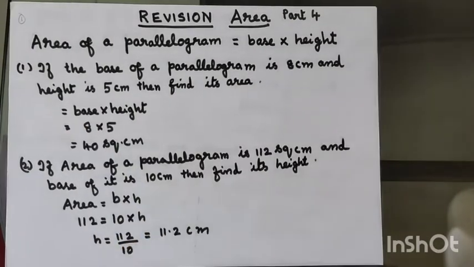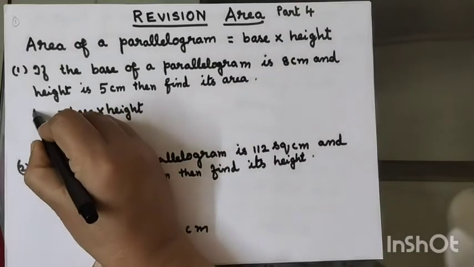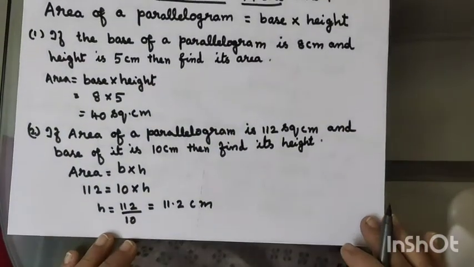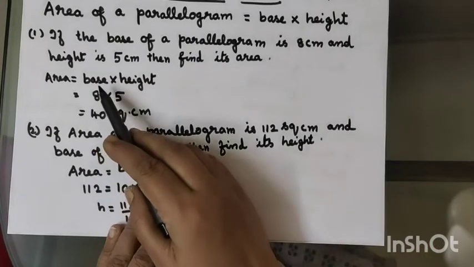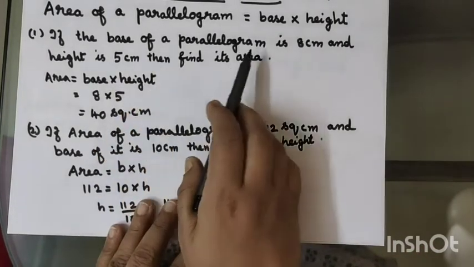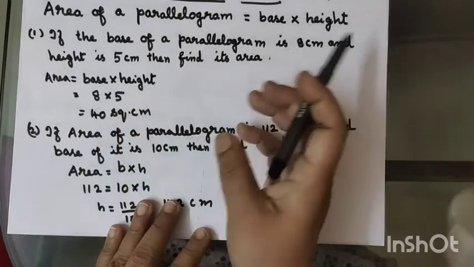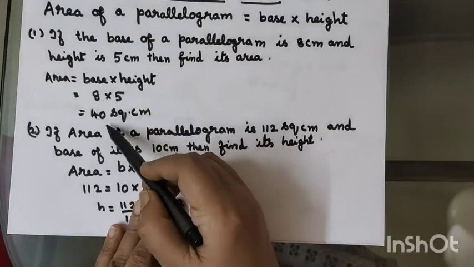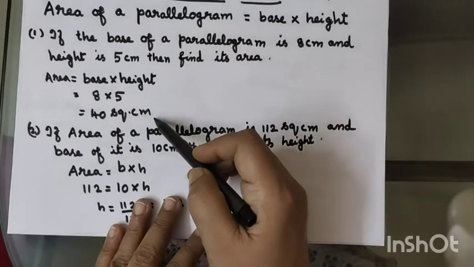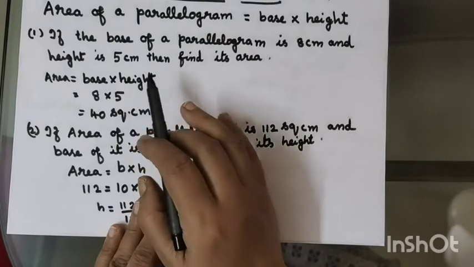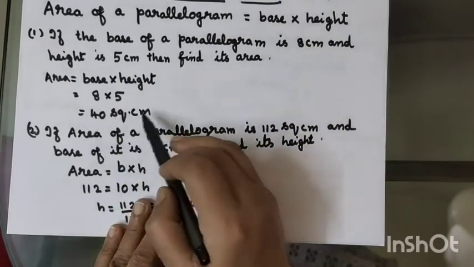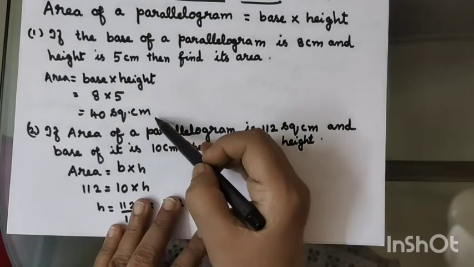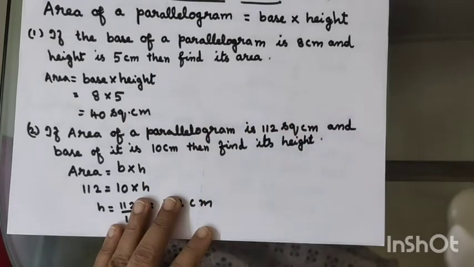So here write the formula. Area is equal to base into height. Then substitute the values. The base of a parallelogram is 8 and height is 5. So 8 multiplied by 5 is equal to 40 square centimeter. So when you write, you have to write it properly. Now final answer you will write: area of a parallelogram is equal to 40 square centimeter.